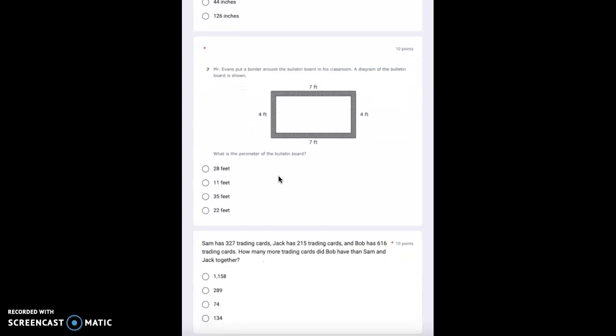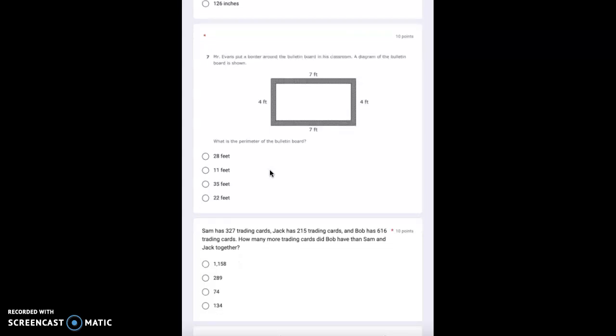Number 7. Mr. Evans put a border around the bulletin board in his classroom. A diagram of the bulletin board is shown. 7 feet, 4 feet, 7 feet, 4 feet. What is the perimeter of the bulletin board? A. 28 feet. B. 11 feet. C. 35 feet. D. 22 feet.